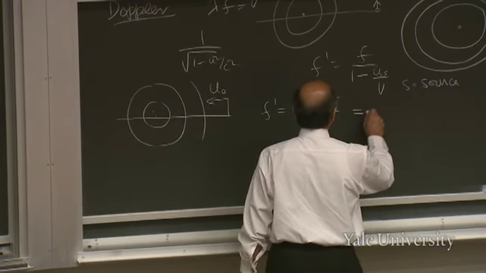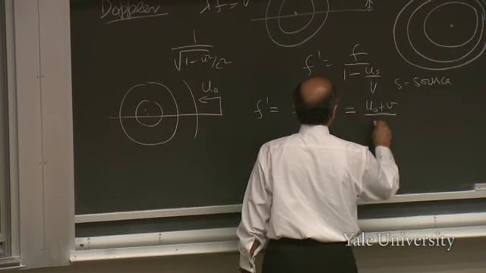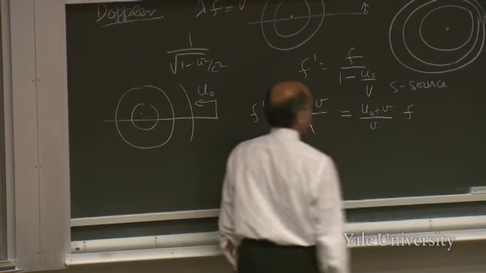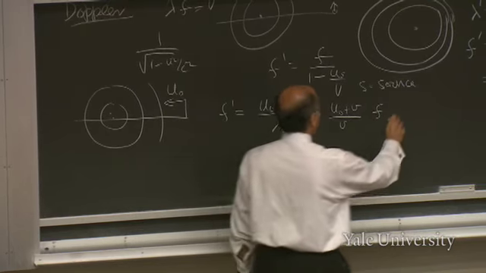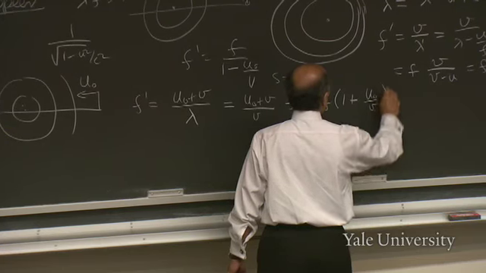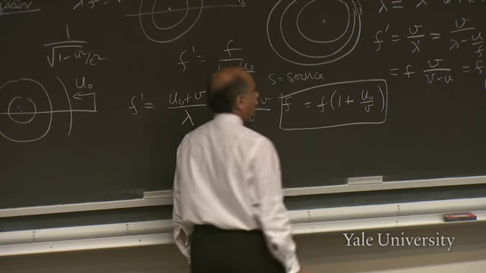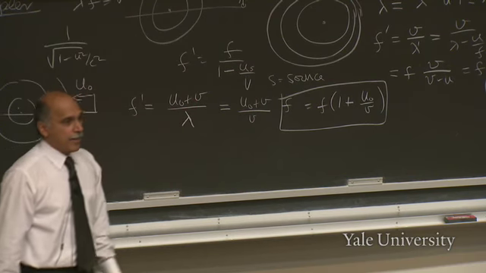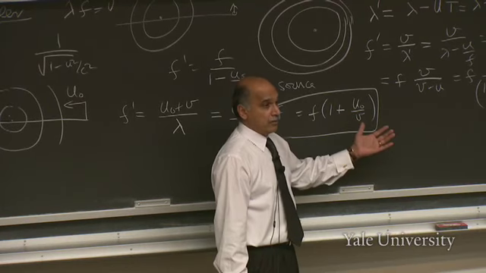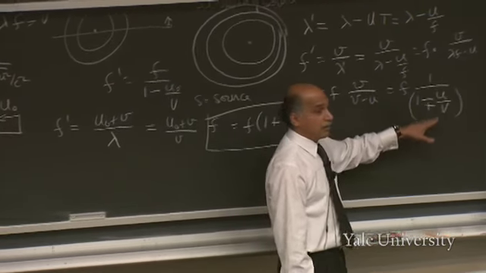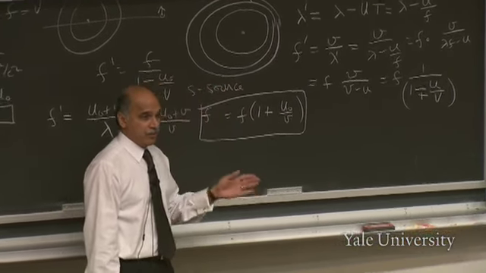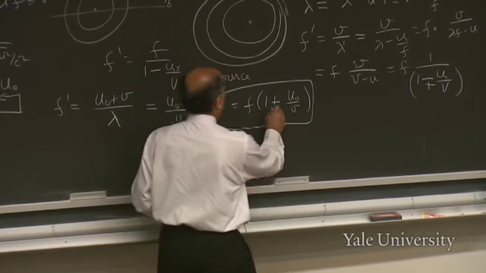So let's write it as u0 plus v. Lambda is equal to v divided by f. So I'll bring the f upstairs. And that you can write as f times 1 plus u observer over v. So when you move towards the source, the correction factor appears in the numerator. When the source moves towards you, correction factor appears in the denominator. You got to use common sense to see, is it plus, is it minus, and so on. It's pretty obvious. If you're rushing to meet the waves, it's plus. If you're running away from the waves, it's minus.